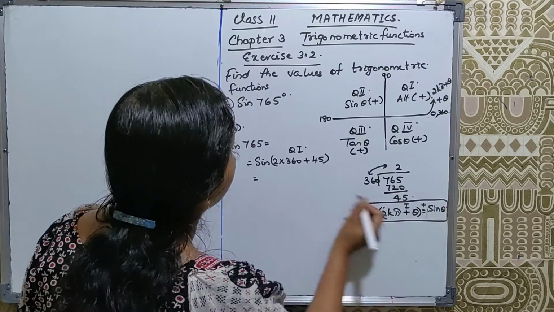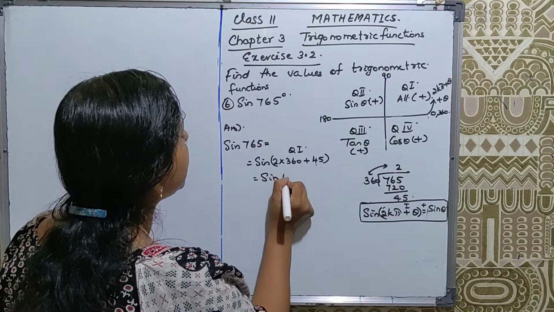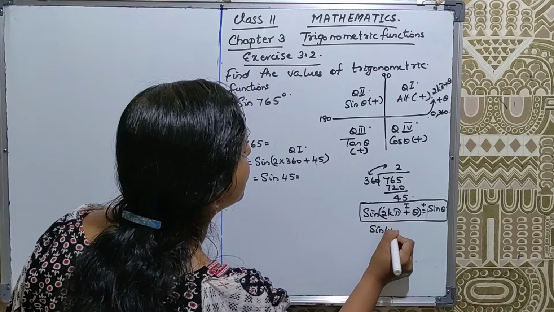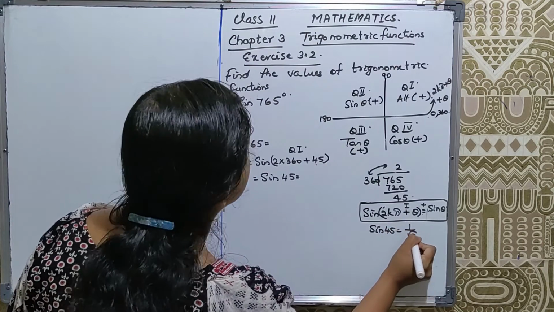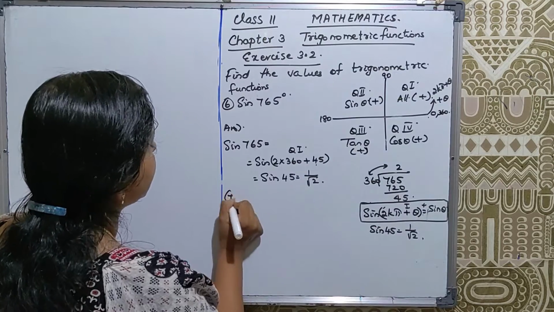So the answer will be, theta will be here 45 degree. So it will be sine 45. But we know sine 45 is 1 by root 2. So it will be equal to 1 by root 2. Now we will go to question number 7.